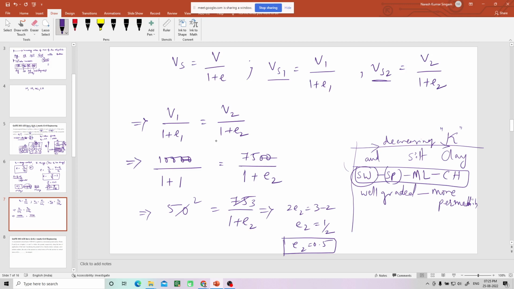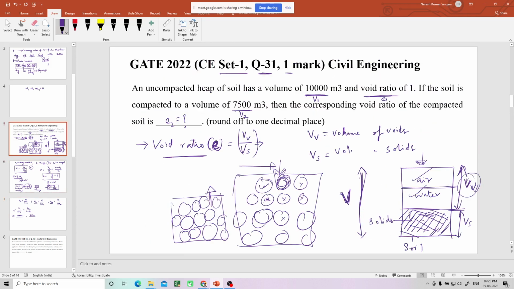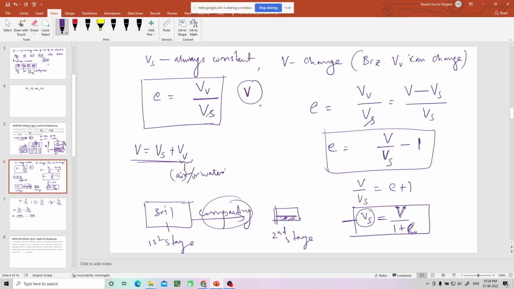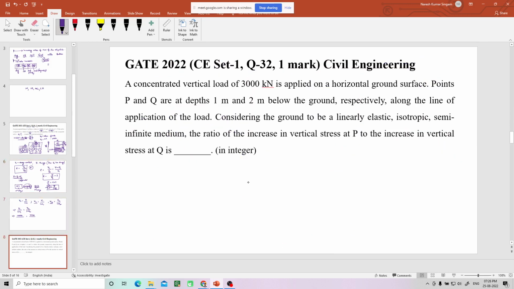Is there any doubt? So it's solved. Now E2 is 0.5, right? So this is how you should solve it. Okay, so we'll go to the third question in this session.